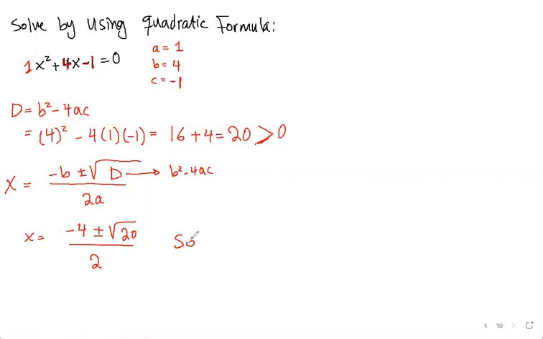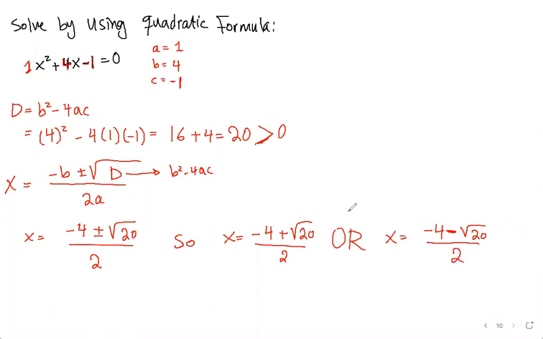So the solutions are x equal minus 4 plus square root of 20 over 2, or x equal minus 4 minus square root of 20 over 2. Makes sense? Any questions so far?